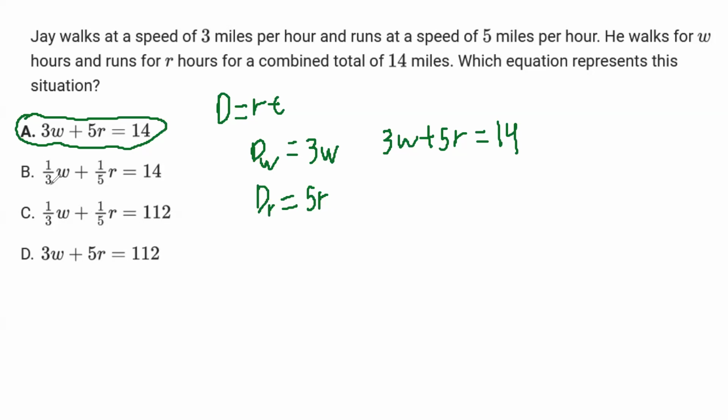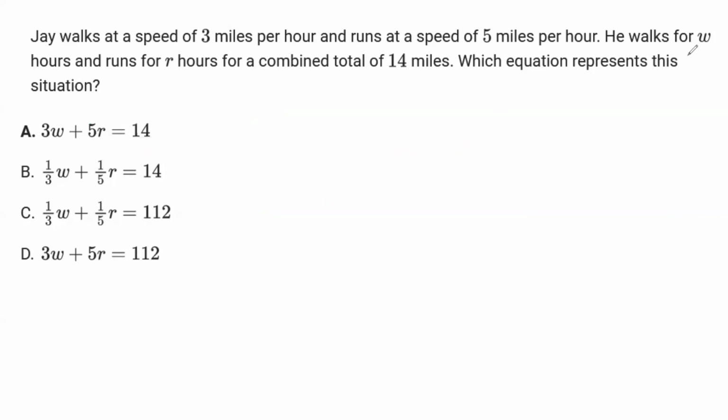And then this 1/3 is if you're dividing, if you're reversing and you're thinking 3 hours for 1 mile, 5 hours for 1 mile. Okay, but if we do it like this, you see 3W plus 5R gets you 14. And we're on a good start. So we can try the next question.